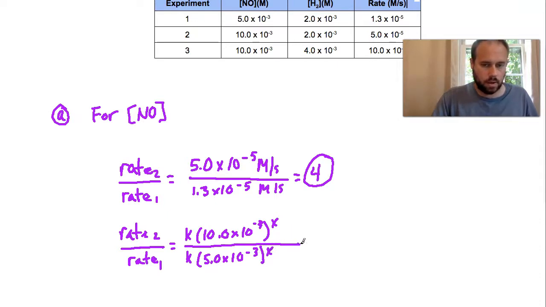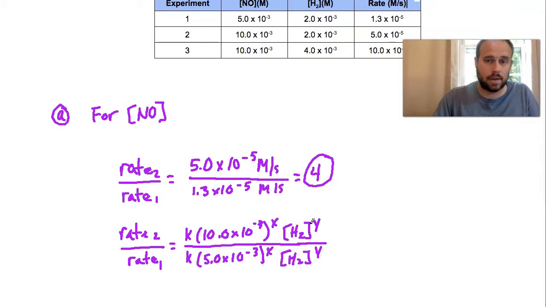All right, now I would also have the concentration of H2 raised to the y, and we'll figure that out later. But the key here is that H2 didn't change when we went through experiment 1 and 2. So I don't need to worry about this at this point, and I also don't need to worry about the rate constants right here.